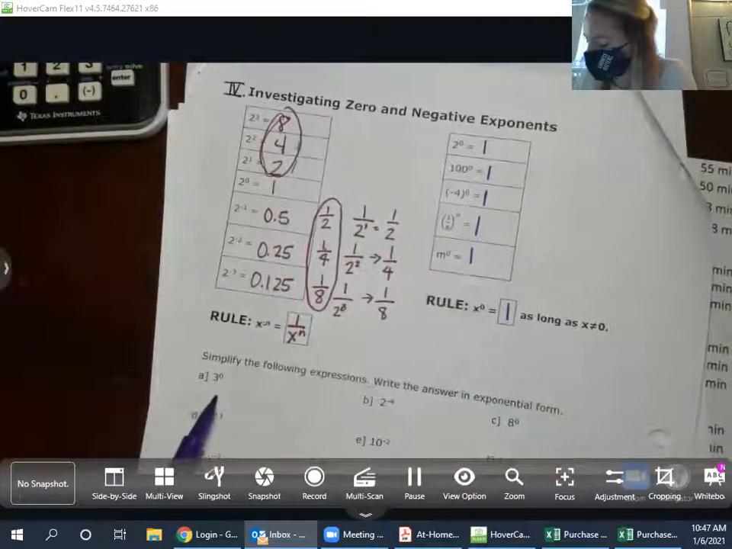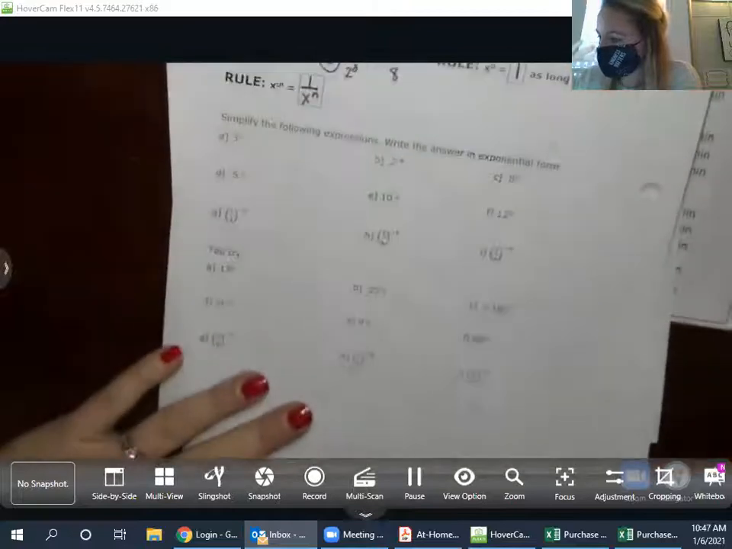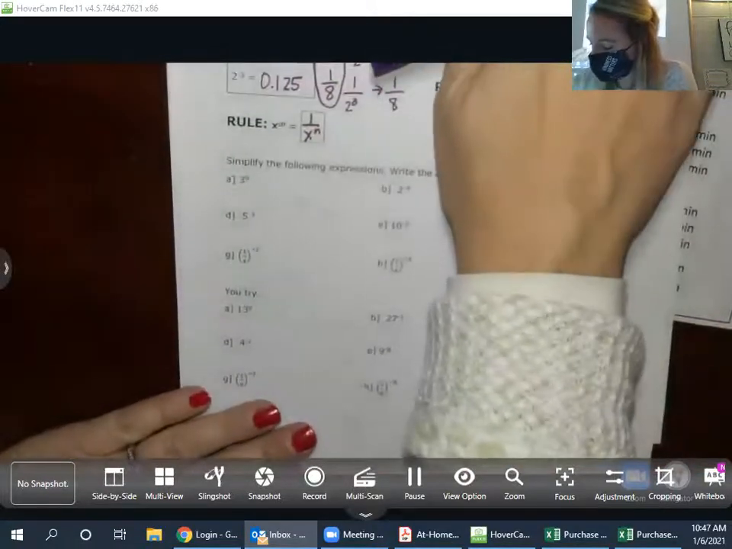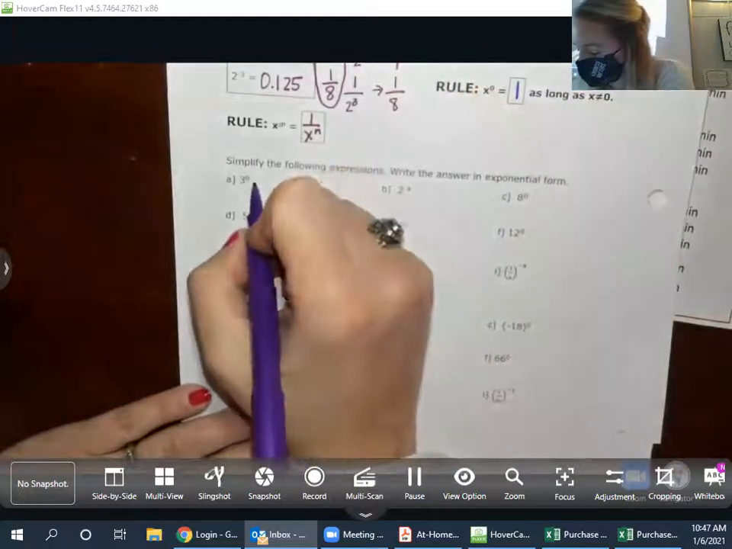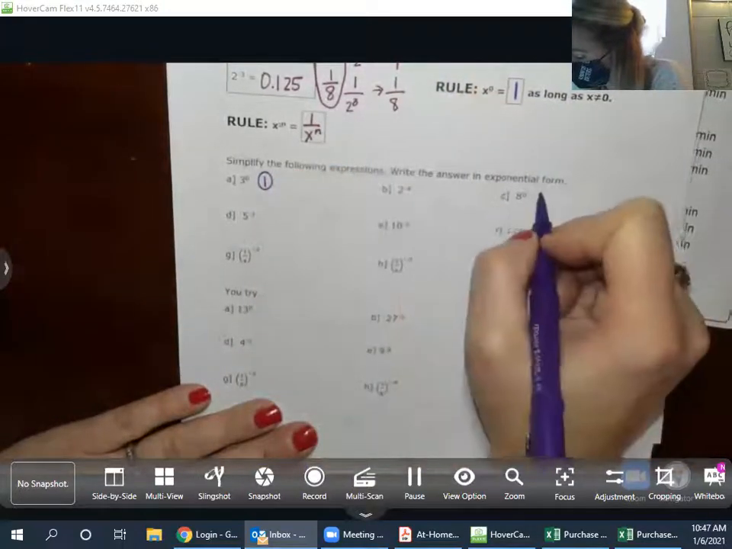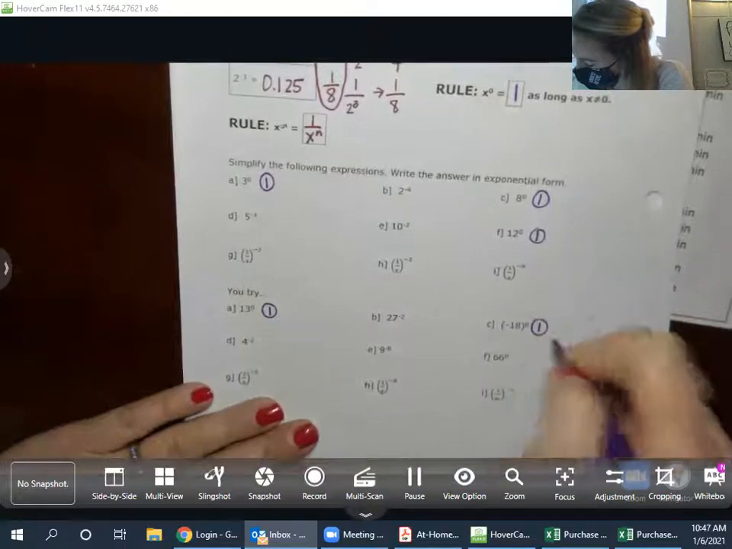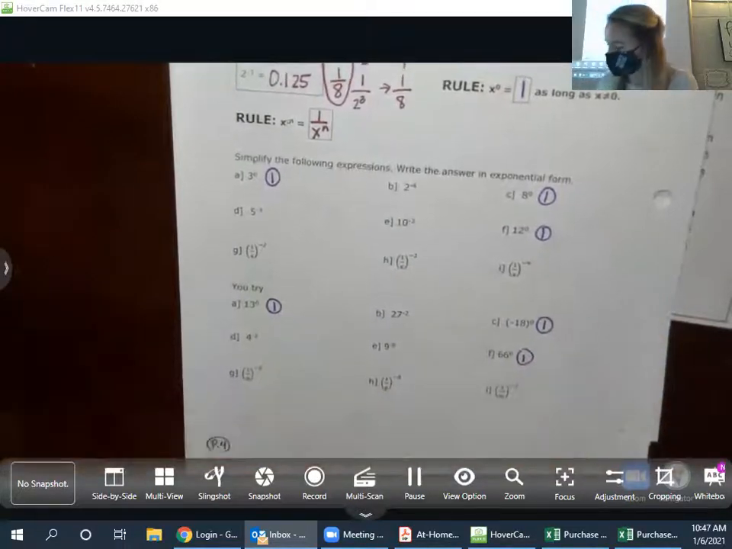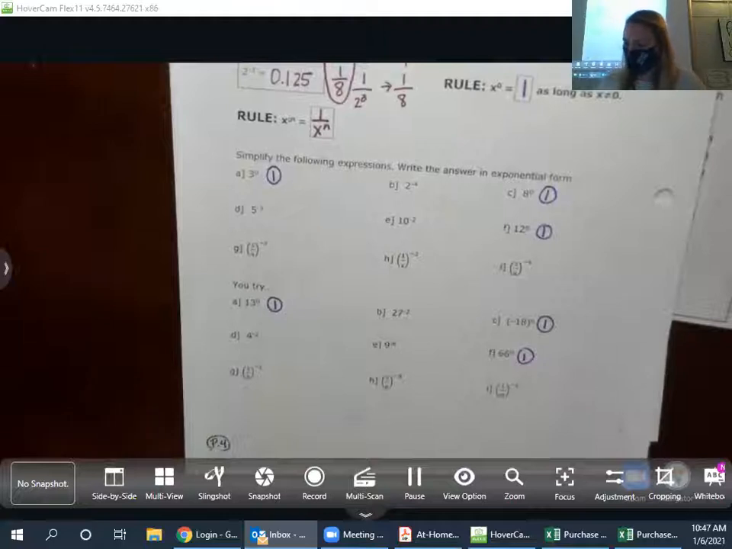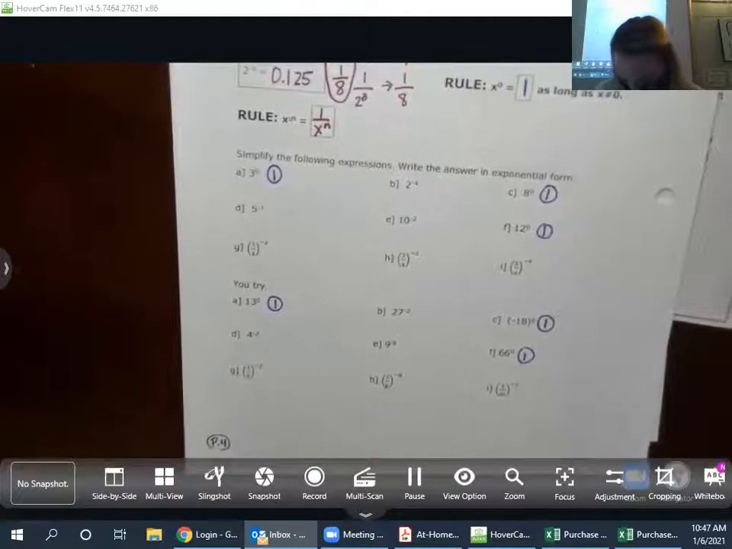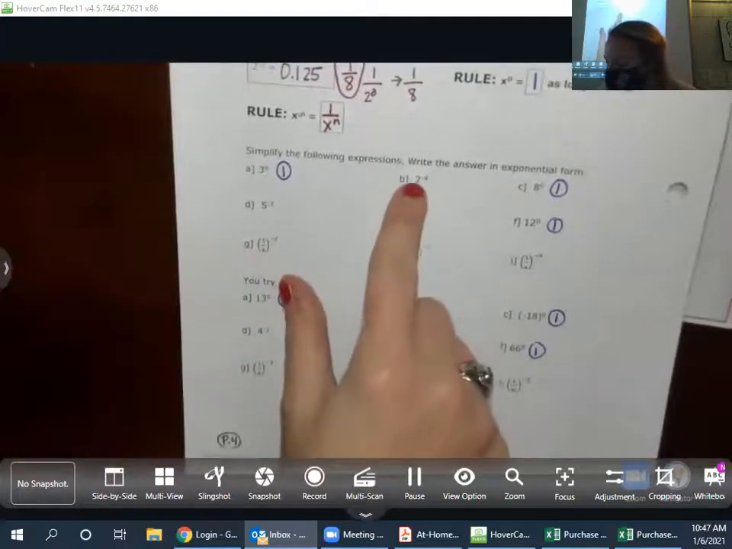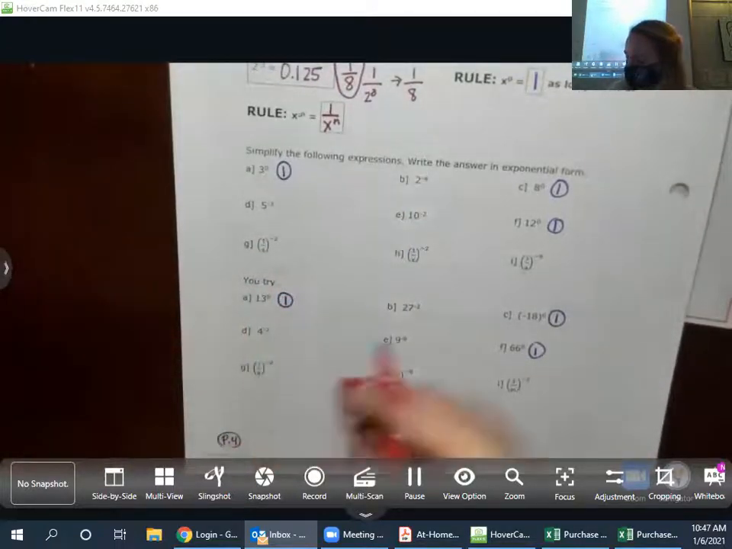So right now on the problems on the bottom, anytime you see a zero exponent or zero power, go ahead and answer those as 1. See if you can find all of them. Okay, I think that's it. And now we can go and solve the rest of them with those negative exponents.